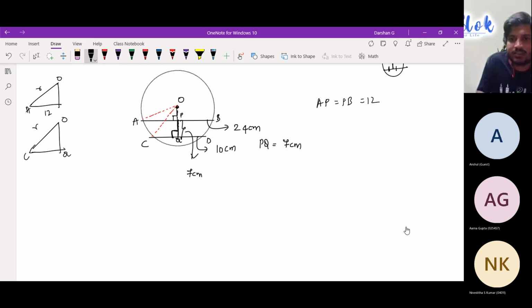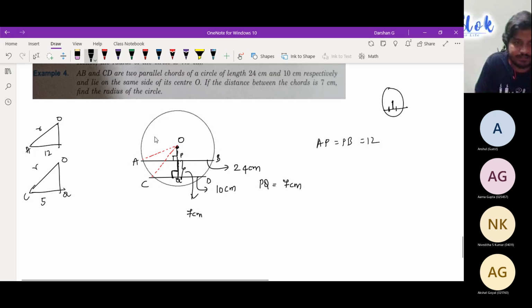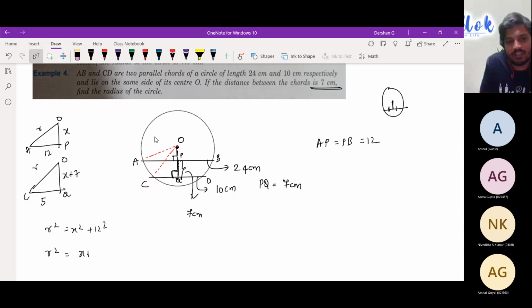The next part is CQ. CQ is 5 centimeter. They have told us one more thing: the distance between the chords is 7. So basically we know this is 7. If I take this as X, this is 7 plus X. I have two unknowns, but the radius is the same. So R square equals X square plus 12 square. The same R square equals X plus 7 the whole square plus 5 square. Equate R square equals R square, and you will get the answer.